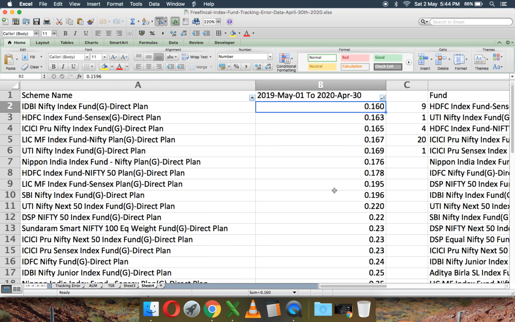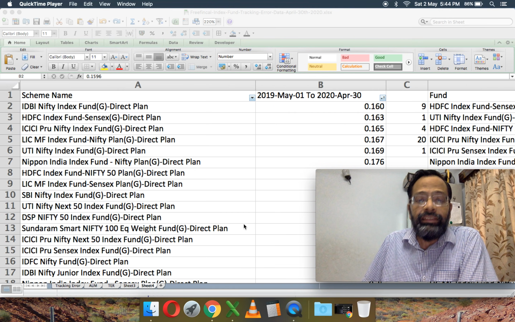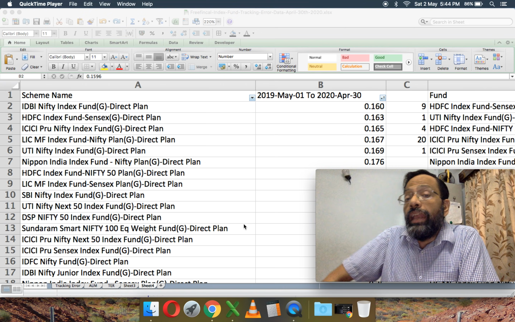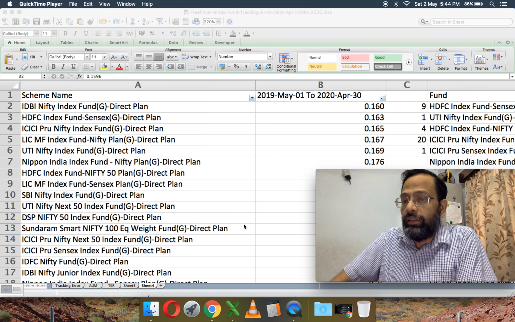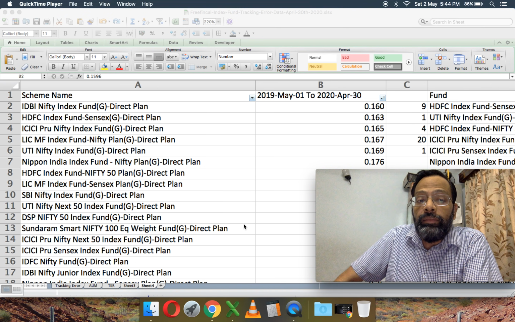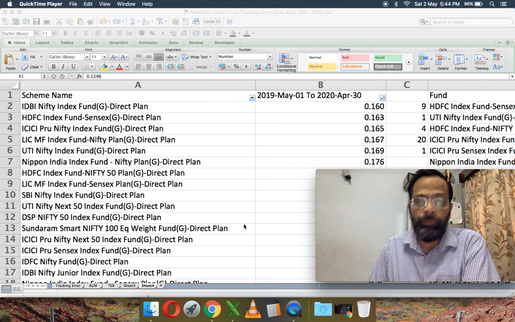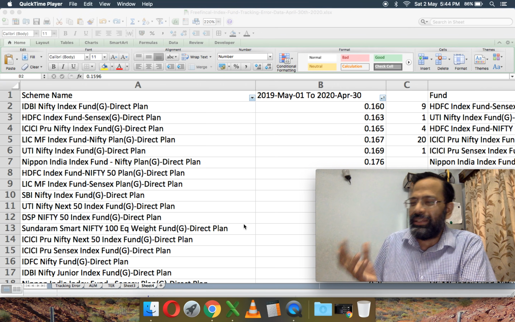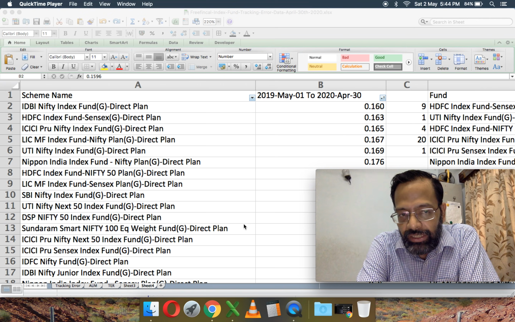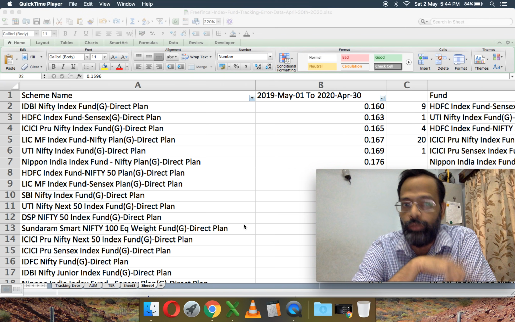And if you go to this report, I'll just give you some data. The rest of it you can see from the file. This is the tracking error from May 1st, 2019 to April 30th, 2020. So that's the last 1 year. And IDBI Nifty index has got the lowest tracking error of 0.160. Of course, among the top 5 funds, there's not much difference. Next comes HDFC index, ICICI index, LIC index, only then UTI index.